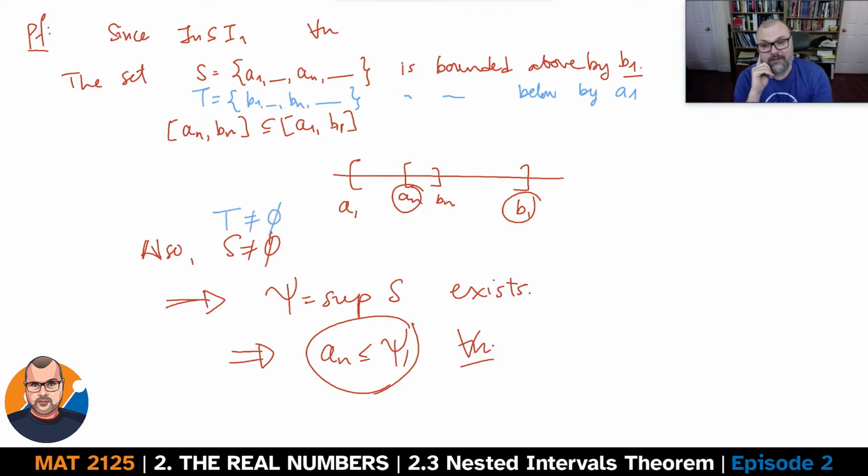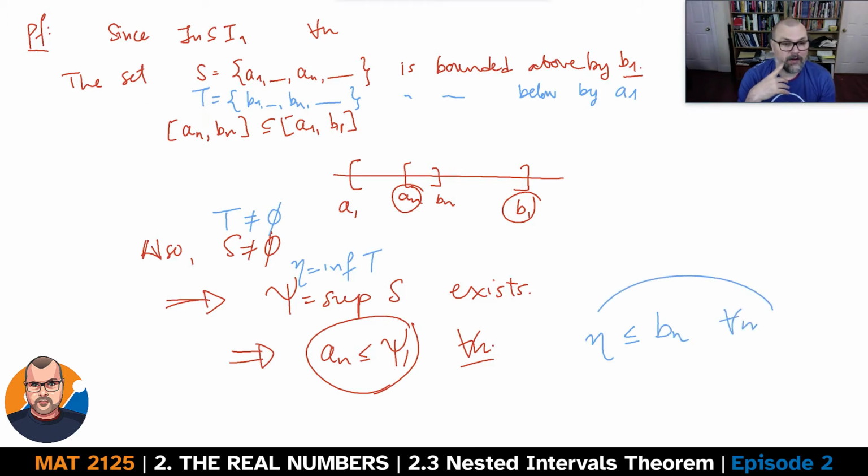And so what we have here is that the infimum of T exists. And in particular, you might be able to conclude that this infimum, let's call it eta, is actually smaller than or equal to Bn for every n. That's by definition of the infimum, the largest lower bound, the greatest lower bound.